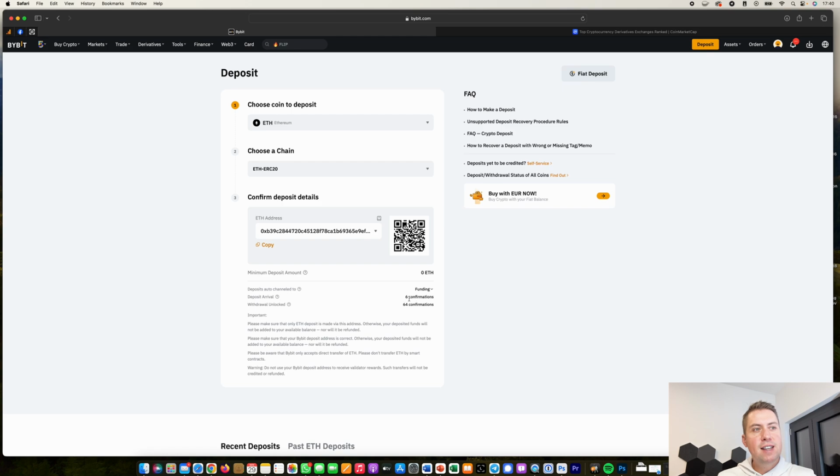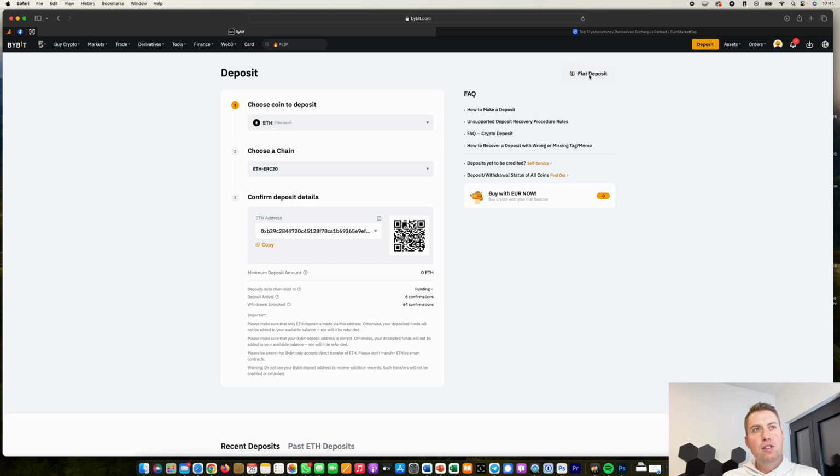They only need 6 confirmations. That means on the Ethereum network, there's a new block every 10 to 15 seconds. So it only takes about 1 to 2 minutes until you have a full confirmation and you can start trading with your funds on the exchange.